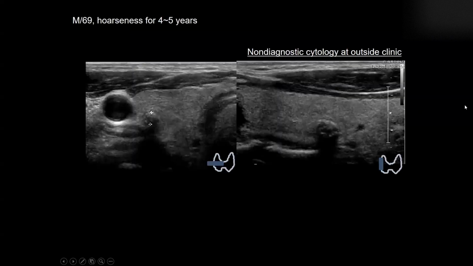A 69-year-old male patient had hoarseness for a long time and had a neck ultrasound at an outside clinic. A small calcified nodule was found and aspirated at the nodule. The cytologic result was non-diagnostic. He was referred for further evaluation of his nodule. On thyroid US, I found a small nodule at his right thyroid gland.